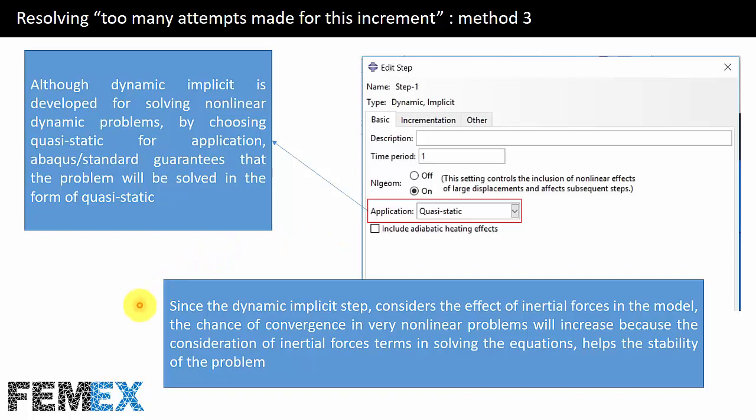Since the dynamic implicit step considers the effect of inertial forces in the model, the chance of convergence in very nonlinear problems will increase, because the consideration of inertial forces terms in solving the equation helps the stability of the problem. The inertial forces term in the equations is m multiplied by u double dot.